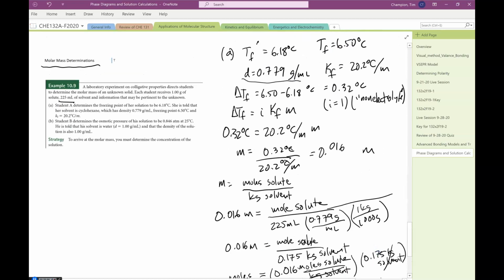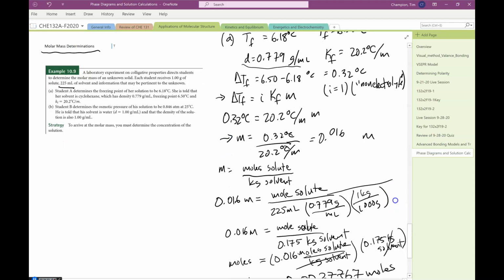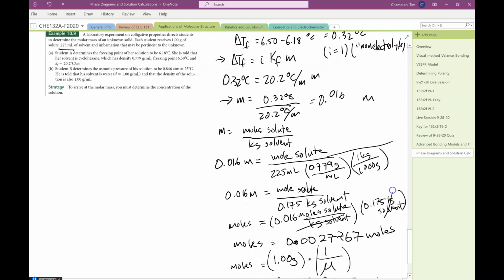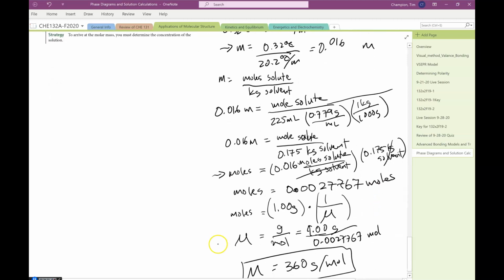So we used the delta T sub F equation because it's a freezing point depression experiment. We then solved for the molality in that, and then we were able to get moles by using the definition of molality, and then we were able to get molar mass using the definition of molar mass and moles.